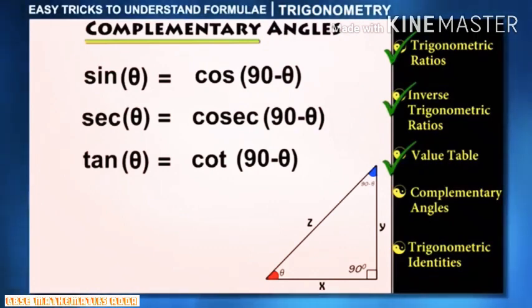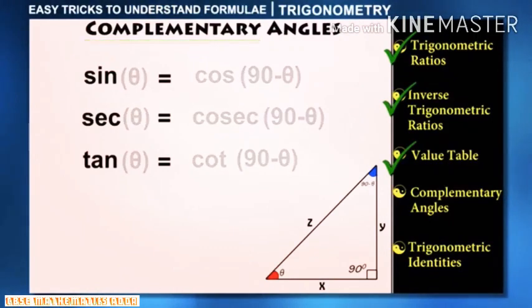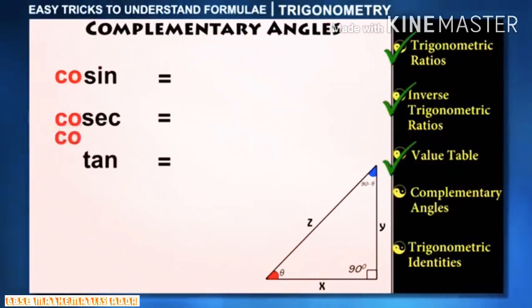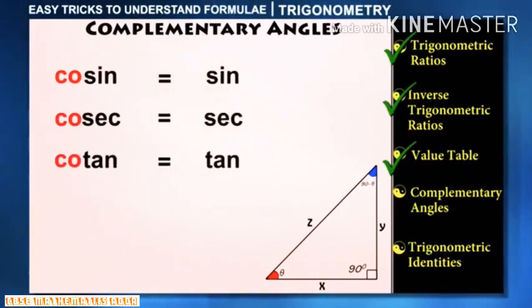And these complementary pairs we can never forget because we have to just add "co" of the word complementary before sine, secant and tangent.